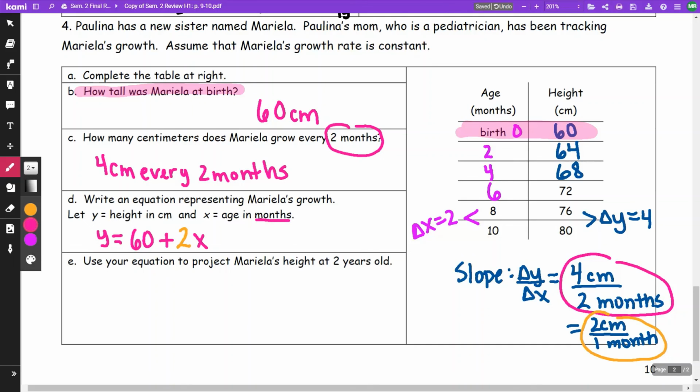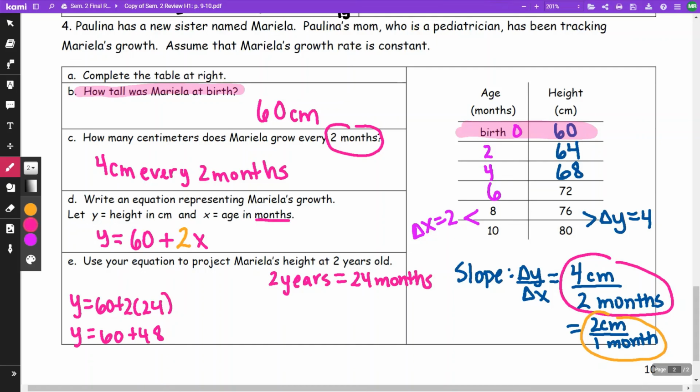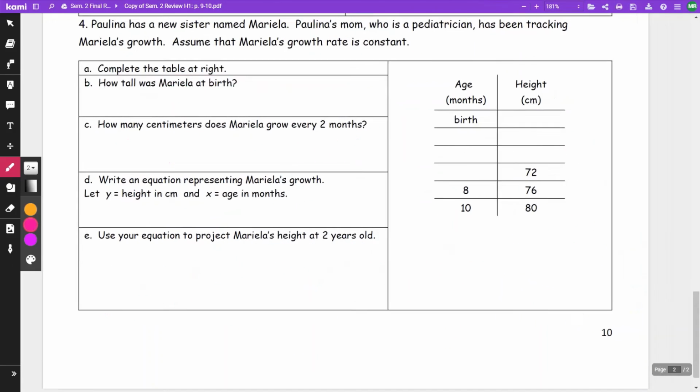Then on E, we're going to use this equation to predict her height at 2 years. Now, 2 years is not in months. So 2 years is going to be 24 months. I'm going to plug 24 into our equation. So y is equal to 60 plus 2 times 24. When I do that math, that's 48. So I'm going to end up with 108 centimeters as my answer. And that's the end of this video.